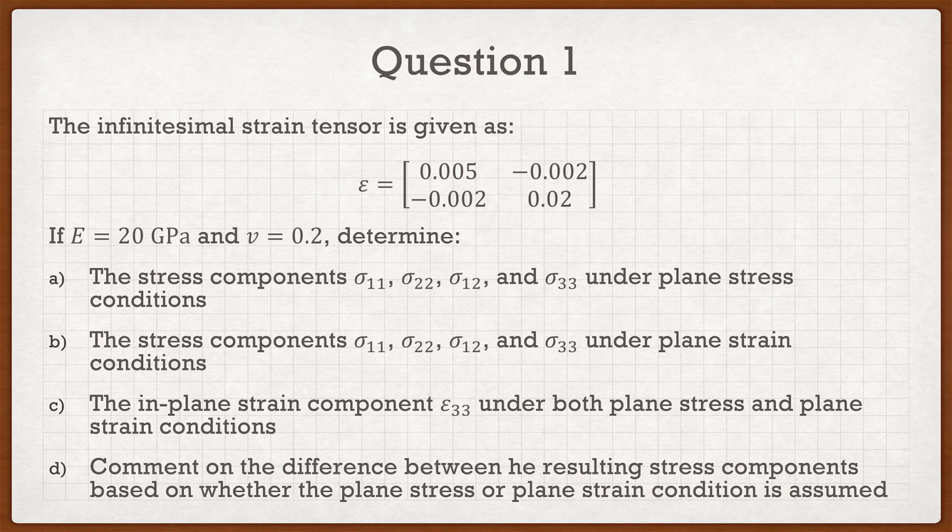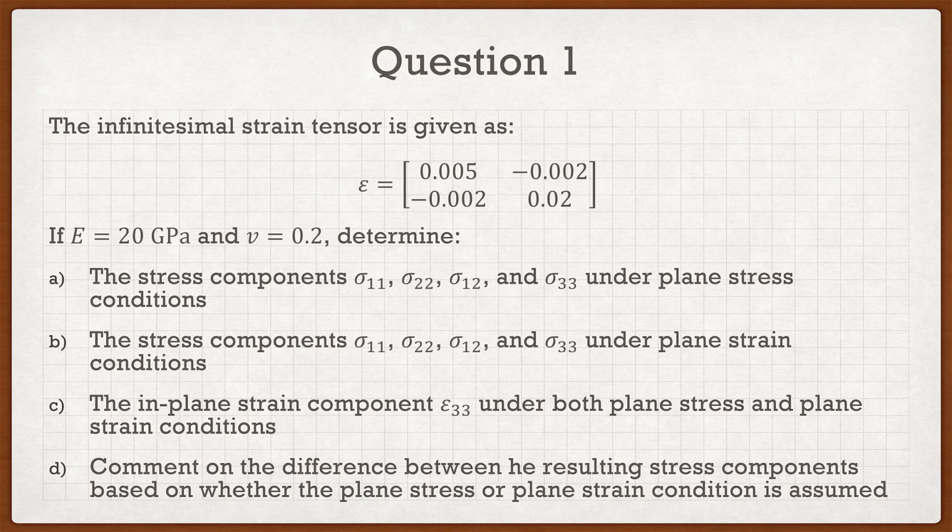The question says if E, which is the Young's modulus, is equal to 20 GPa, and V is equal to 0.2, the Poisson's ratio, determine A, the stress components sigma 1,1, sigma 2,2, sigma 1,2, and sigma 3,3 under the plane stress conditions. Part B asks for the same stress components sigma 1,1, sigma 2,2, sigma 1,2, and sigma 3,3 under the plane strain conditions. C asks for the strain component epsilon 3,3 under both plane stress and plane strain conditions. And finally, part D says comment on the difference between the resulting stress components based on whether the plane stress or plane strain condition is assumed.